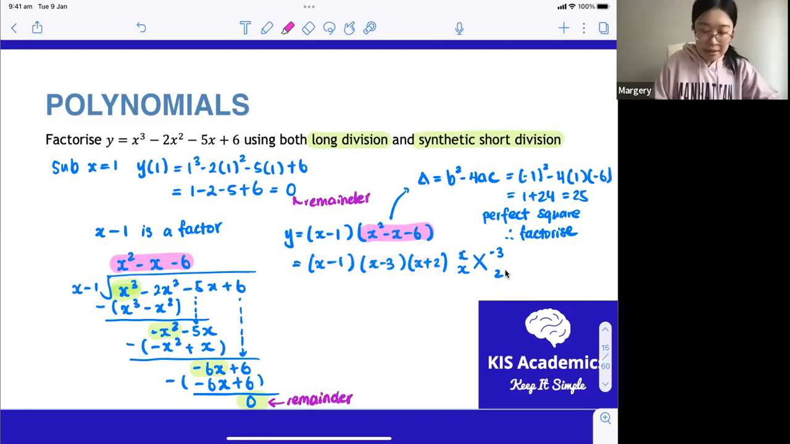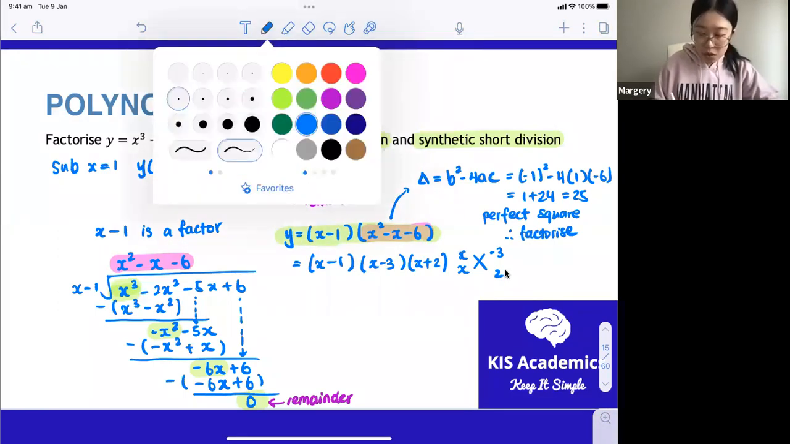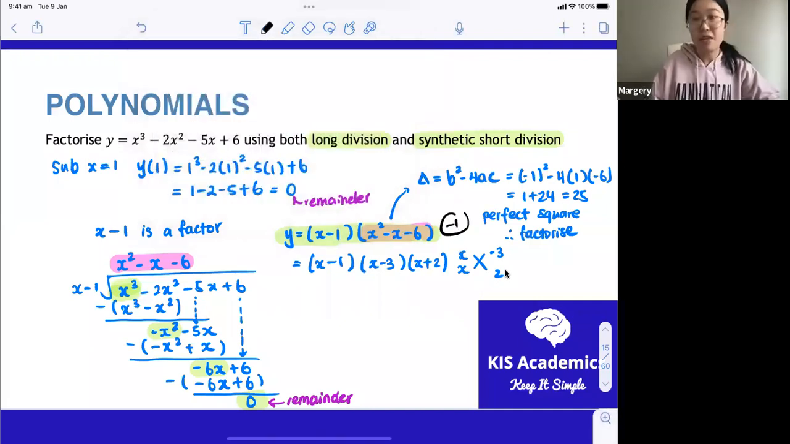If I left my answer just as this over here, in the actual kind of exam or test, you would lose a mark for this because we haven't fully factorized it. So I always want to make sure that the answer we end up with is in its simplest possible form. And so that's a bit of long division.